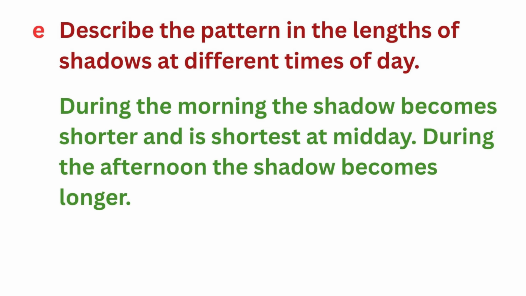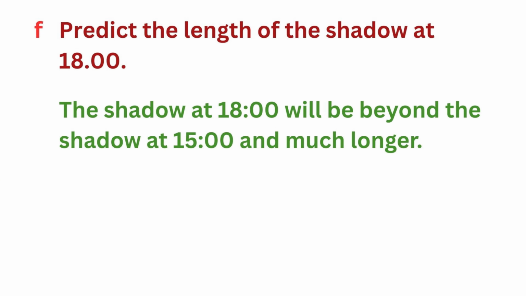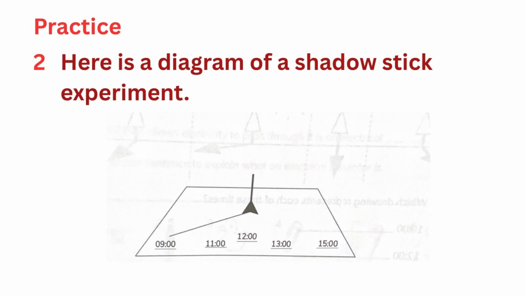During the morning, the shadow becomes shorter and is shortest at midday. During the afternoon, the shadow becomes longer. F. Predict the length of the shadow at 18. The shadow at 18 will be beyond the shadow at 15 and much longer.